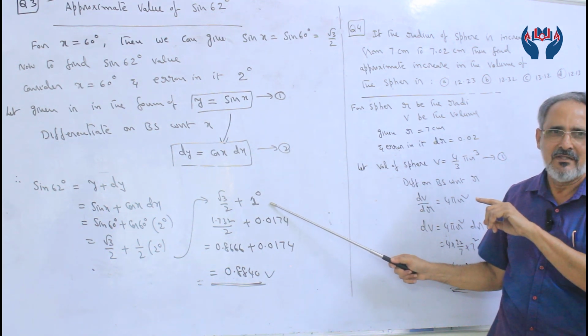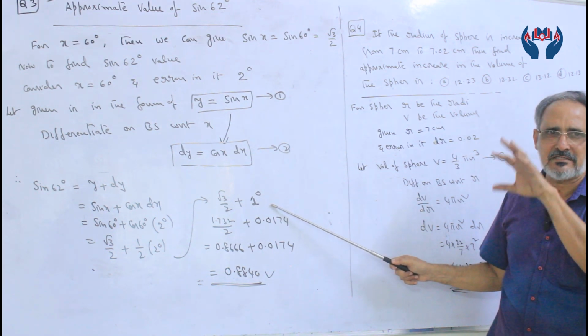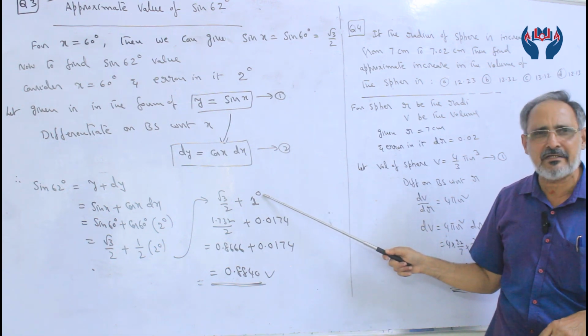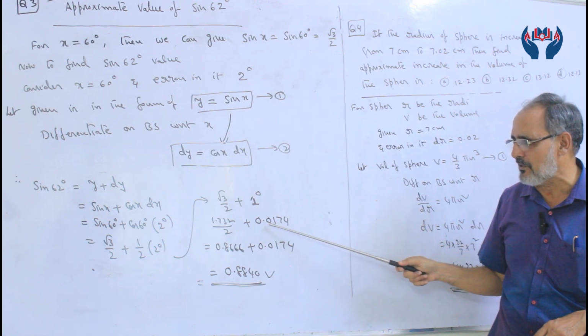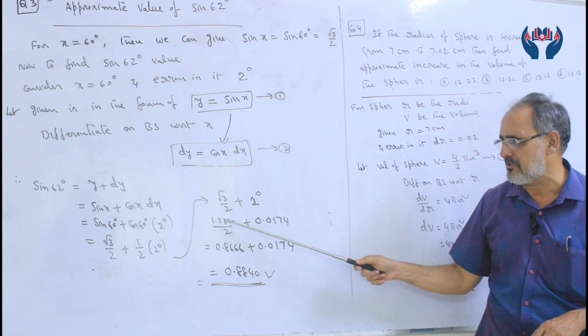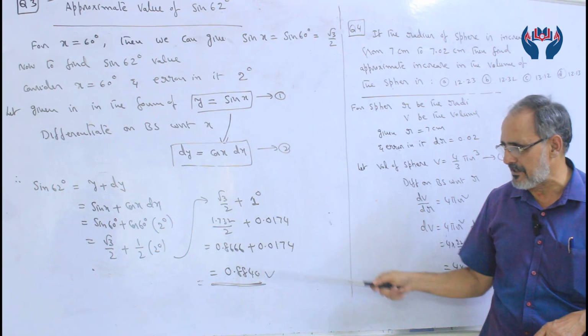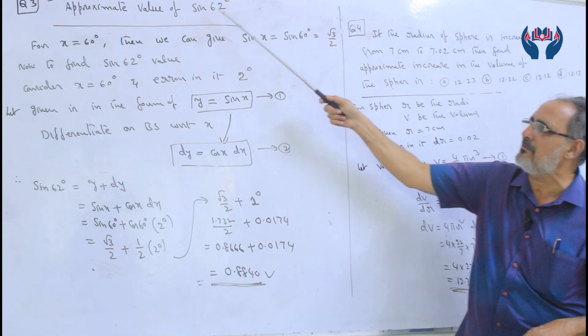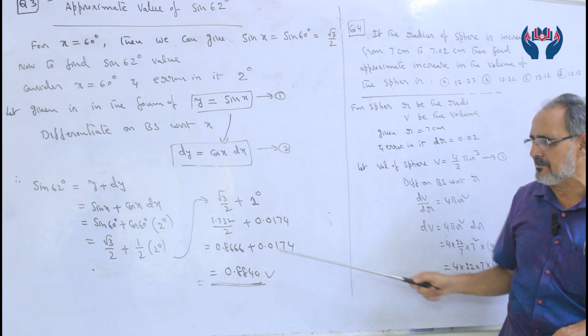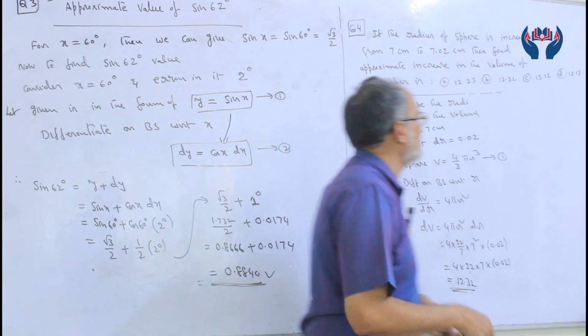Already I have given the first part as the important notification: relation between degrees and radians. 1 degree equal to 0.0174 radians. So root 3 is 1.732 by 2. Simplification, that comes approximate value of sin 62 is 0.8840. Adding these two.